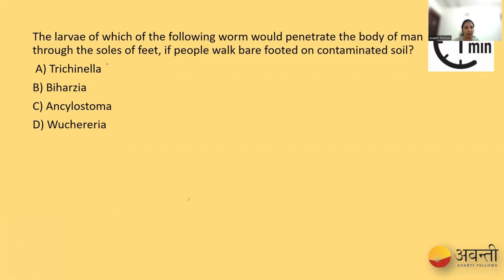So let's look at the options. Option number 1 says Trichinella. Trichinella is a roundworm. It causes a disease which is known as trichinellosis. And this disease occurs when you eat the undercooked or the raw meat of the infected animals, the animals which are infected by this roundworm.